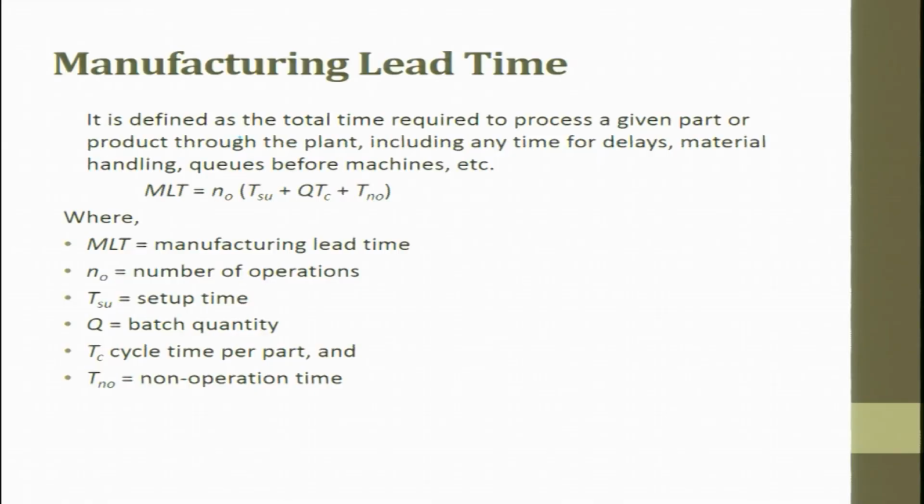So, what is manufacturing lead time? It is defined as the total time required to process a given part or product through the plant, including any time for delay, material handling, queues before the machine, etc. Manufacturing lead time is N0 (number of operations) × (setup time + Q × Tc) + ... where Q is the number of batches, Tc is the cycle time per part and Tno is the non-operation time. You can easily find out the manufacturing lead time.